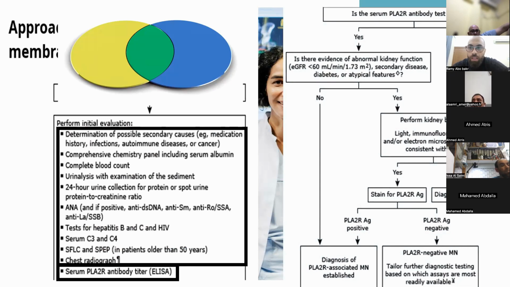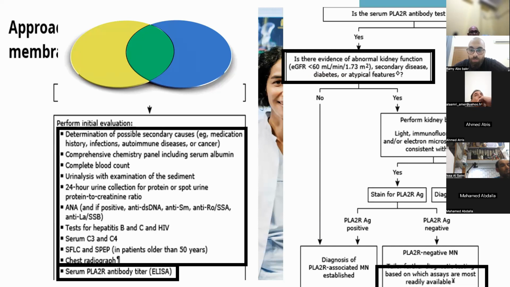And the most important question is, if we have membranous based on histopathology and we have anti-phospholipase receptor antibody positive, do we still need to do a kidney biopsy or not? There is a debate, but in most centers, once we have no obvious secondary causes, no diabetes, no atypical presentation, and GFR is normal, there is no need for a kidney biopsy. Diagnosis can be based on serum anti-phospholipase antibody and exclusion of other secondary causes.